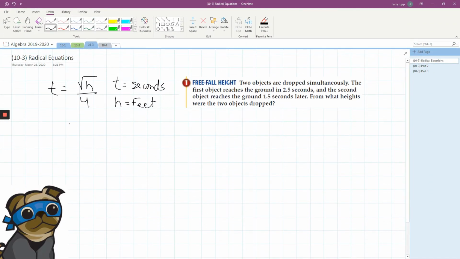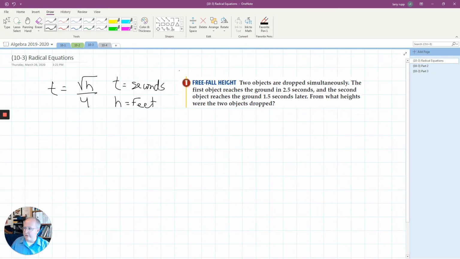We're going to do example 1 here, and that's on page 451. I've pasted this in so that you can read it along with me. Doing these kinds of problems is difficult with me just reading them out loud. So, two objects are dropped simultaneously. The first object reaches the ground in 2.5 seconds, and the second object reaches the ground 1.5 seconds later. From what heights were the two objects dropped?